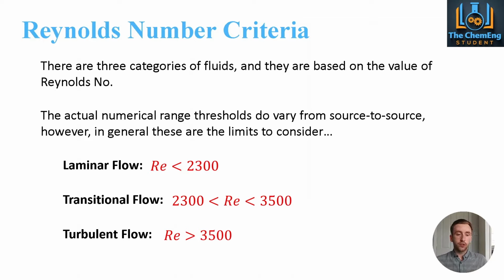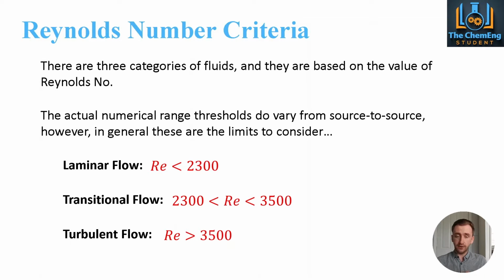Which then leads us to the final type of flow, which is turbulent flow. This is a very randomized, very chaotic type of flow, one that is very good for certain operations, such as heat transfer. And that occurs at any value above 3,500.